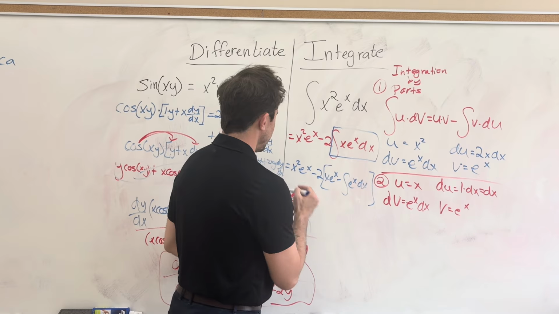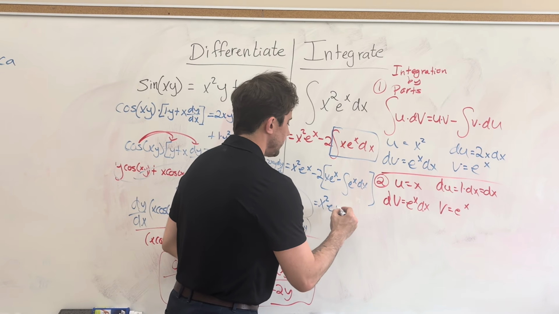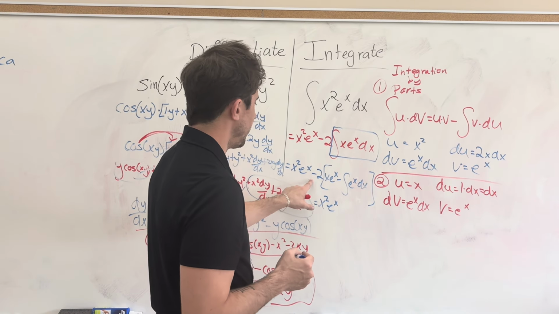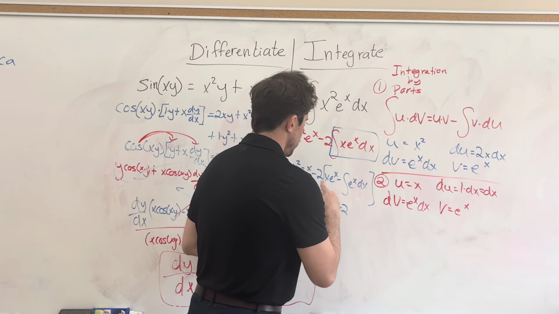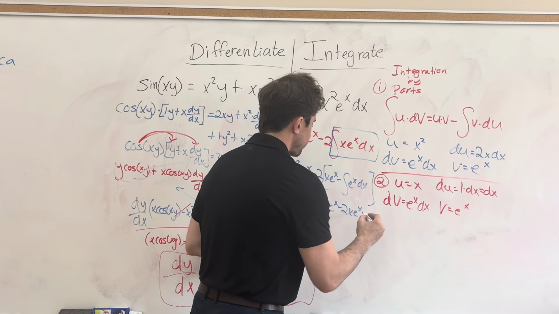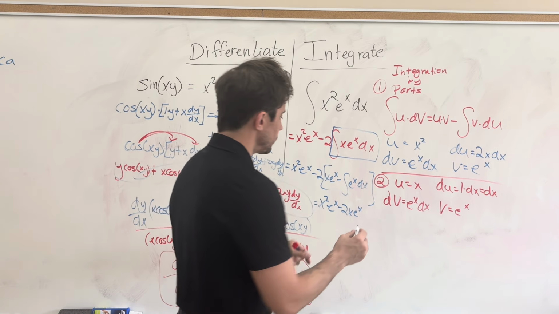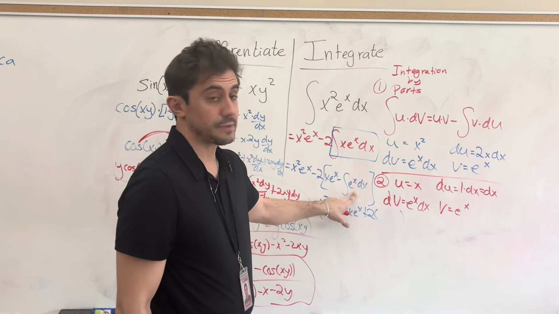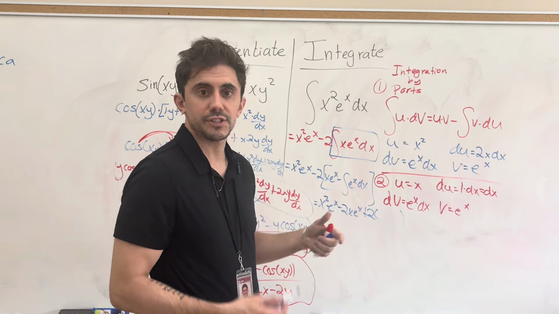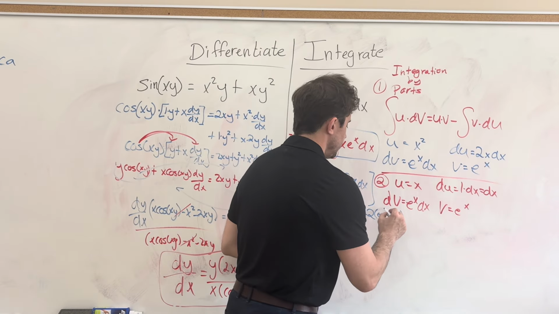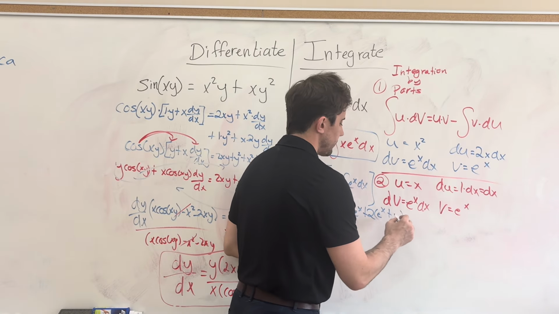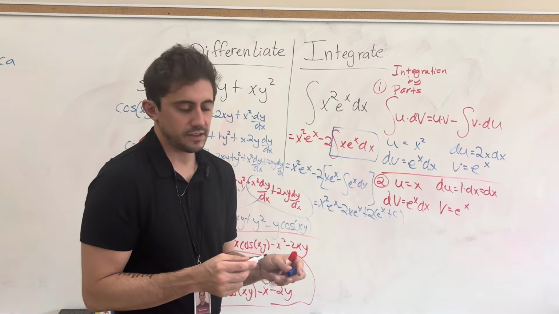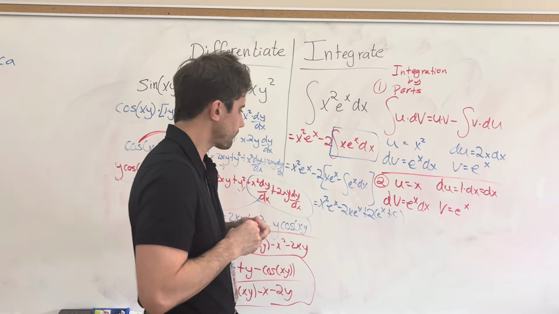So now we're down to x squared e to the x minus 2x e to the x. Minus 2 times negative, right? We'll do plus 2 times. And now we simply have to evaluate the integral of e to the x dx, which is simply, as you know, e to the x. And then this is an indefinite integral, so we'll do plus c, plus an integrating constant.